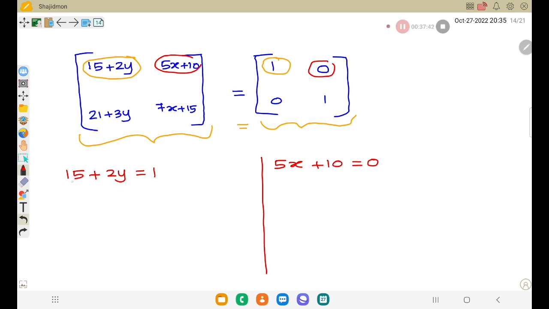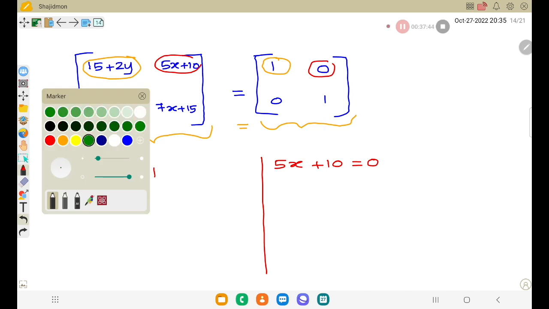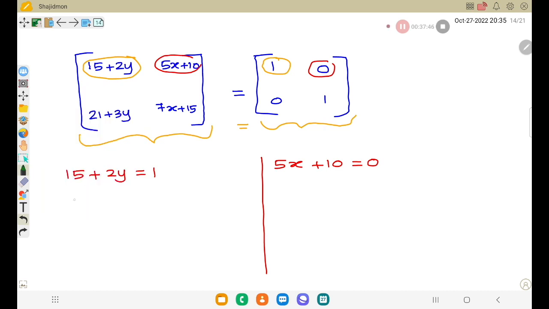For example, from here you can find the x number or y number, correct? So, for example, here 2y equal 1 plus 15; taking to the next side means minus 15. 1 minus 15 means minus 14, 2y. Both sides divide by 2. So what will be the y value? Minus 14 divided by 2, that means minus 7, correct?